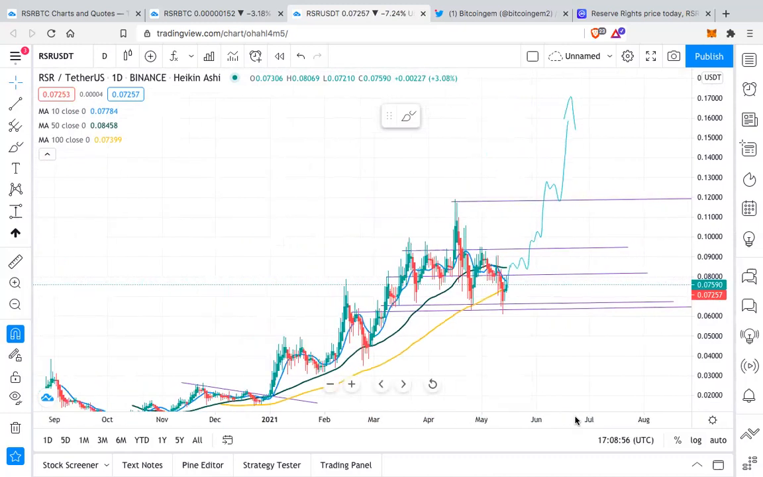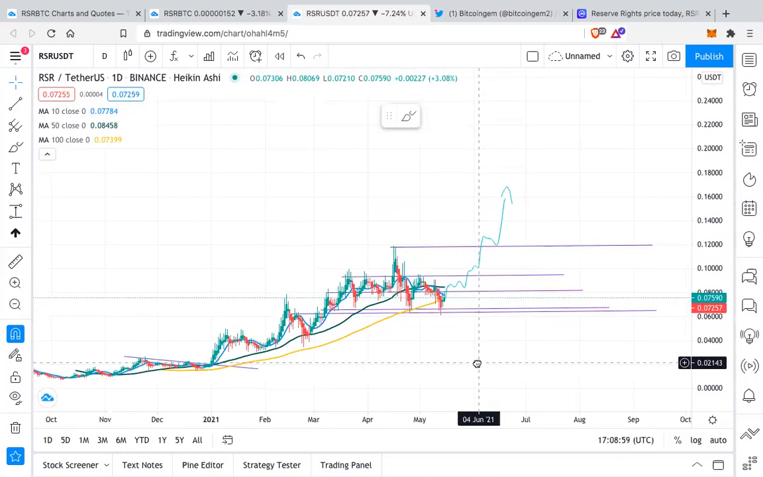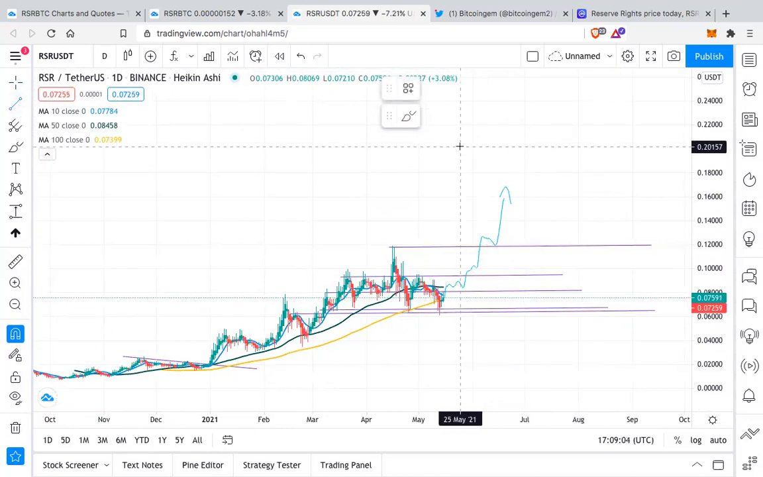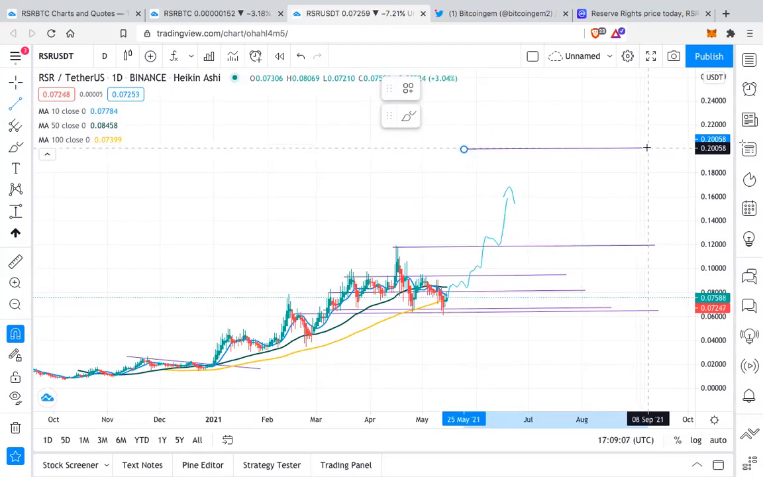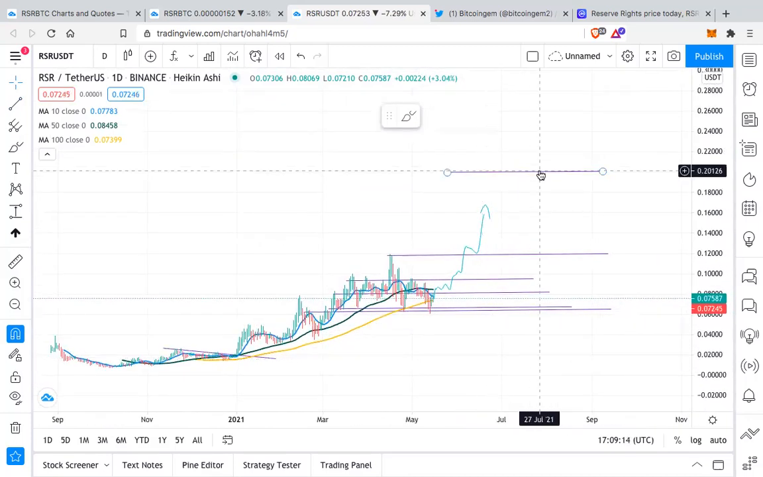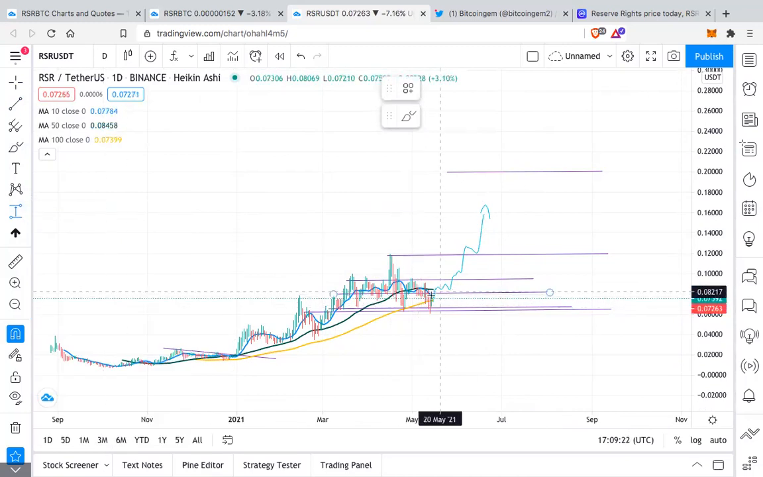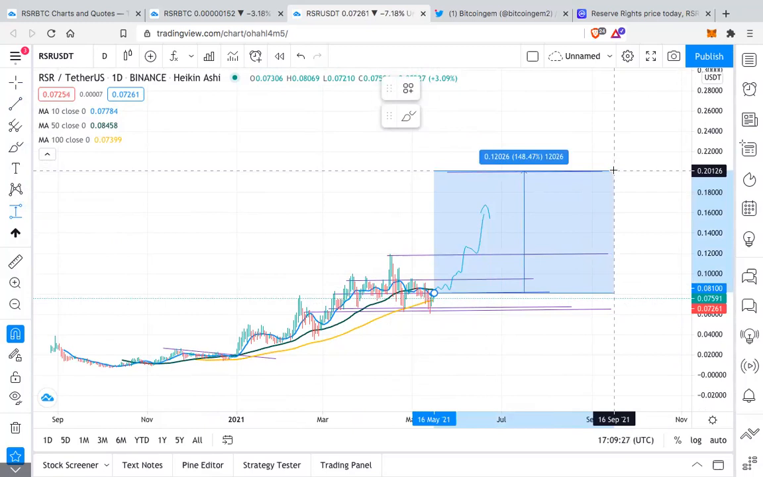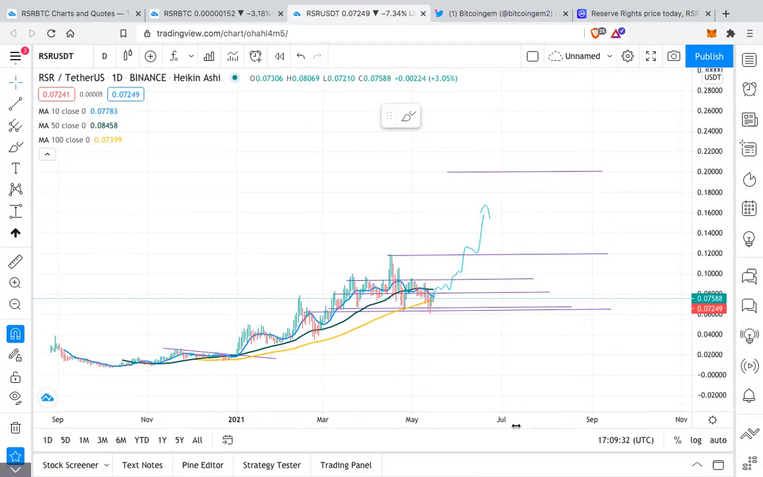So to me, it looks like just a matter of time before, at least if not more, it will do 2x from here. I think in the near future we can see a 20-cent RSR, and it won't be unreasonable to ask. So that is from the current price almost a 148% pump in the USDT pair.